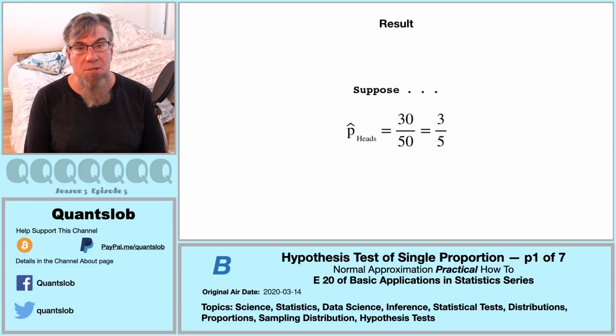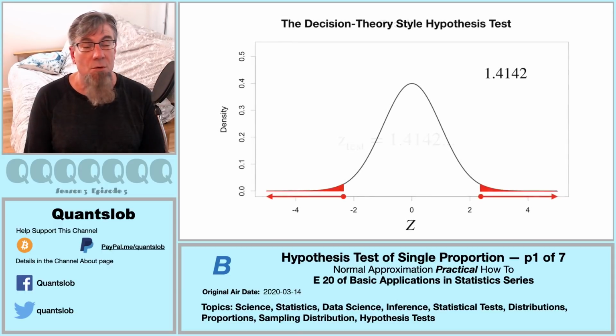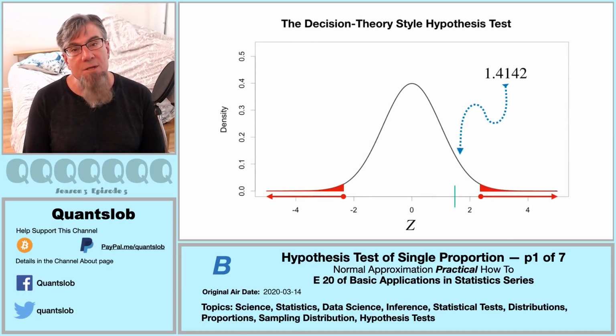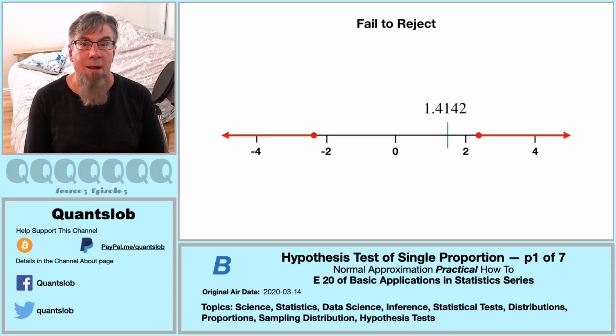So our sample statistic p hat is 30/50ths, which simplifies to 3/5. This result of 30 heads in 50 flips with a null proportion of 1/2 results in this value for our test statistic. And we're going to detail the calculation soon, upcoming in this mini-series, so don't trip on that. This test statistic does not fall in our critical region. It is neither less than -2.3 nor greater than +2.3. Since our test statistic does not land in the critical region, we do not reject the null hypothesis.